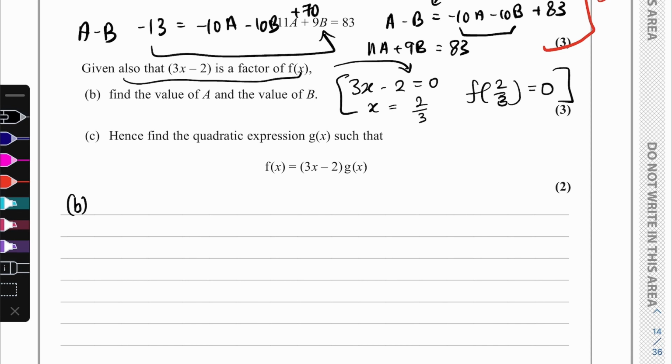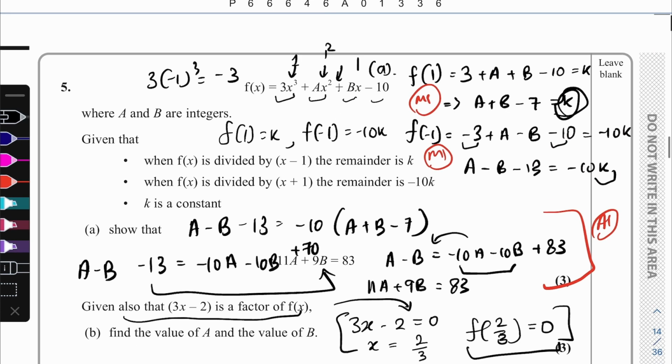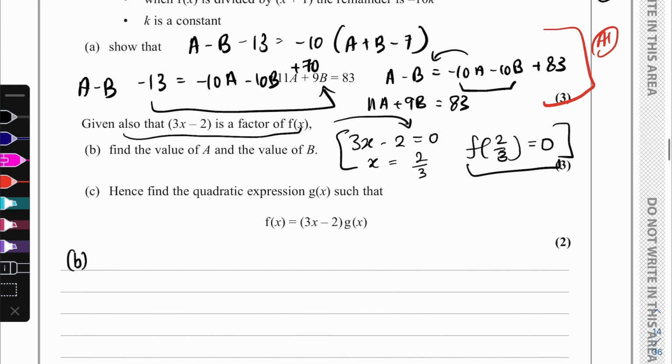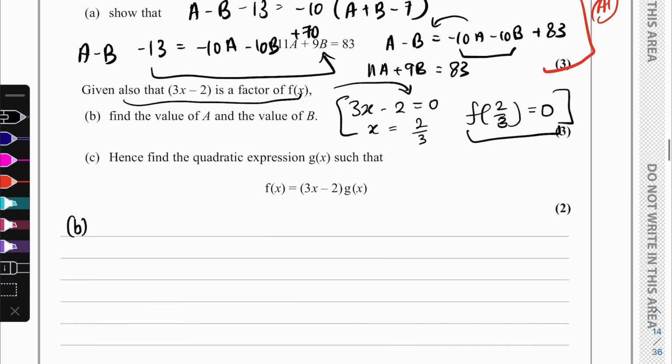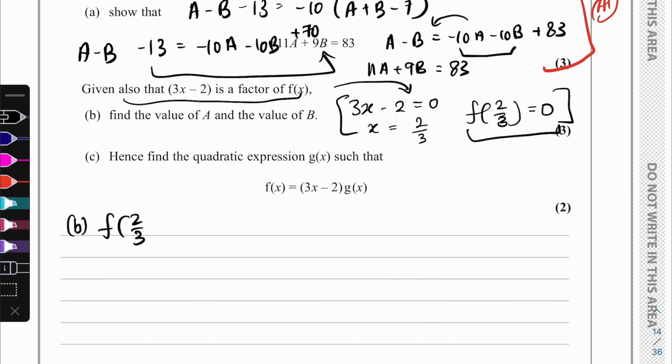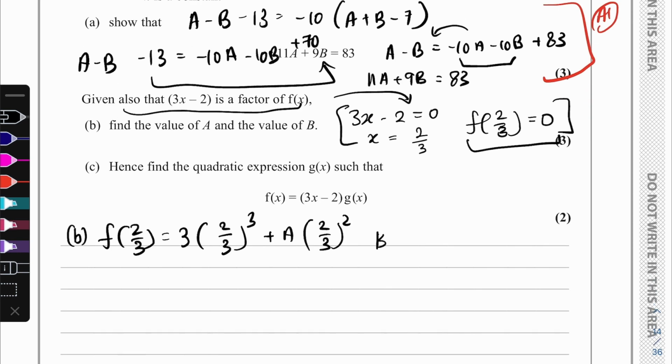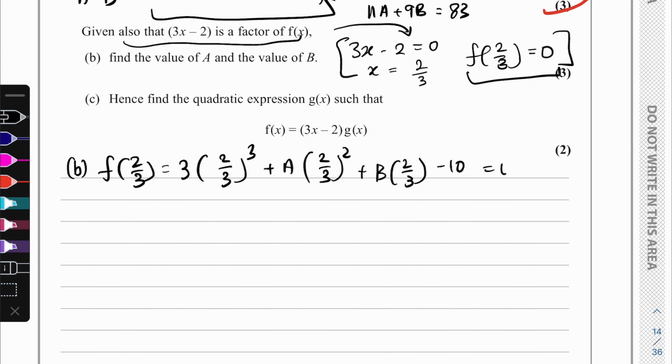So now let's look at this. Now we can sub it back into our original f of x and see if we can get somewhere. So f of 2 over 3 equals what? This is 3 multiplied by (2 over 3) cubed, plus a times (2 over 3) squared, because it's ax squared, plus b times 2 over 3, minus 10. And this equals 0.